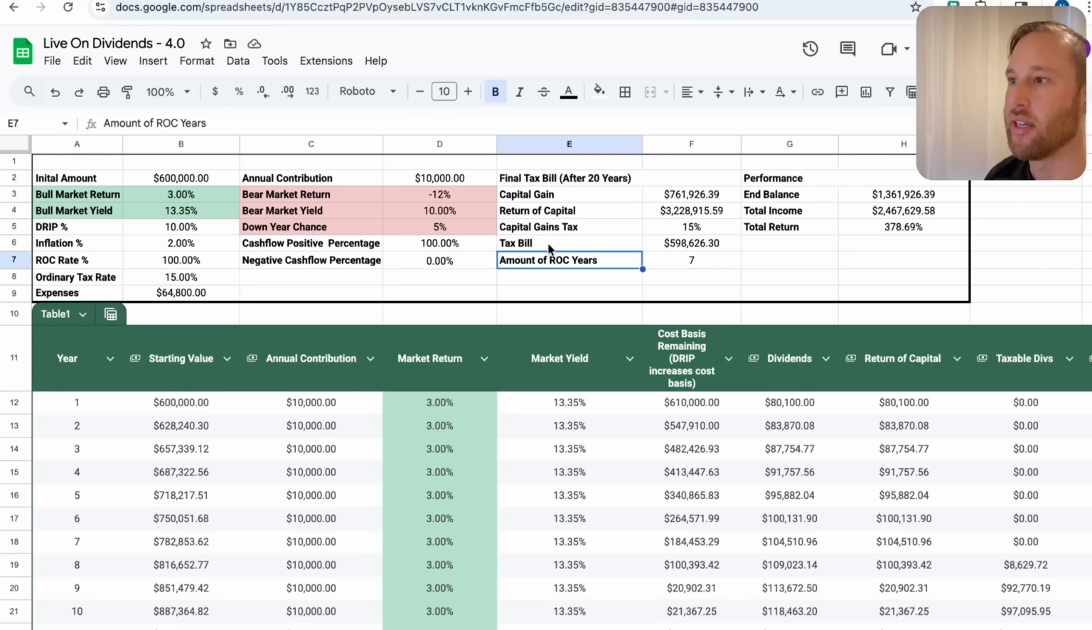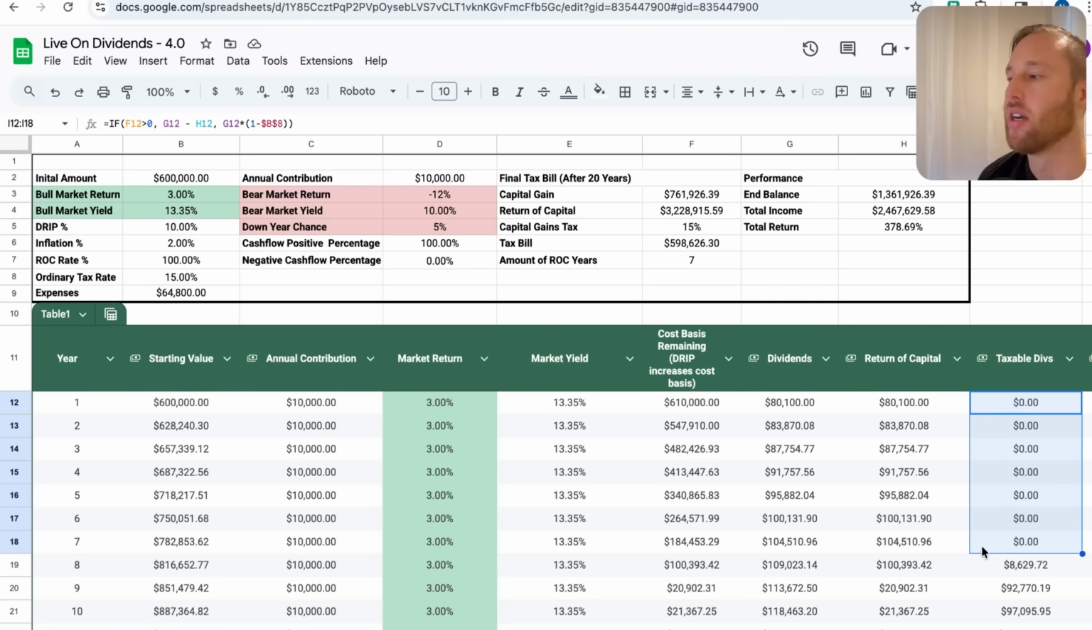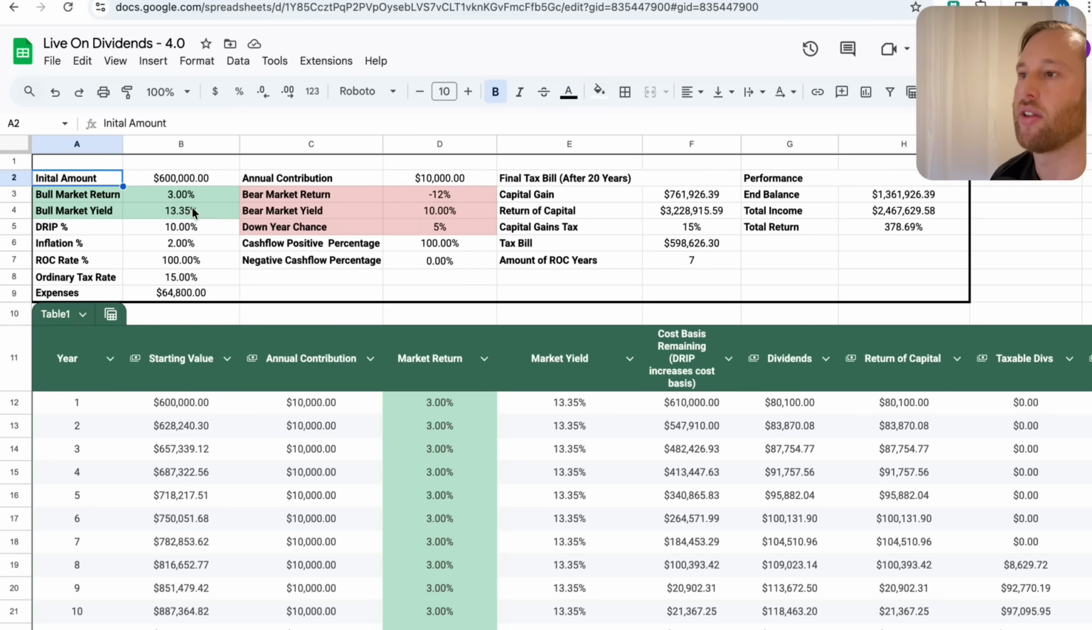And with that, in this case, should we DRIP 10% of our funds, we will have 7 years of return of capital. So after 7 years of effectively not paying any taxes, we will start having to pay taxes because our cost base will have gone to zero at that time. I will show you what that means. All right, but let's look at all the different factors here. Let's look at all the different data points.